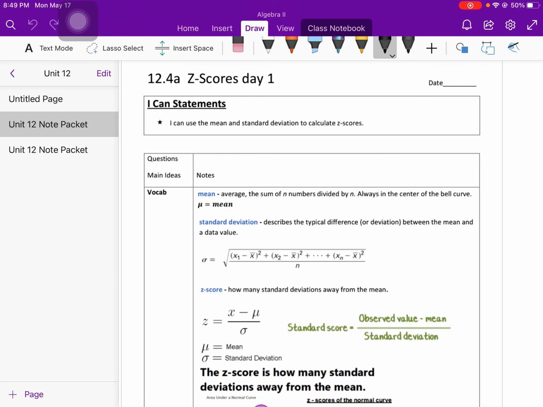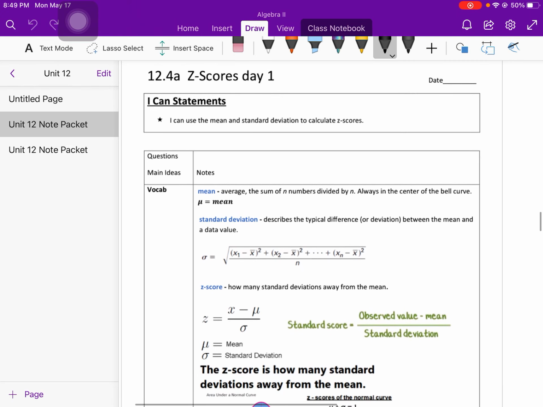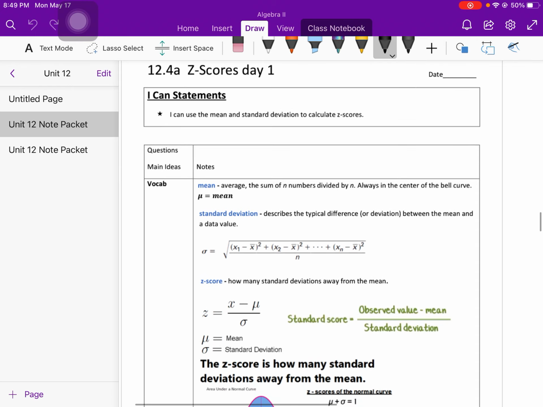So a Z-score is a new way that we're going to be calculating standard deviations. It's a new way to measure data in a normal distribution, and you're going to see how it works. Today is just the very basics for it. We're going to be doing a lot of simple calculations, and then the next lesson is going to be applying the Z-scores a little bit more.